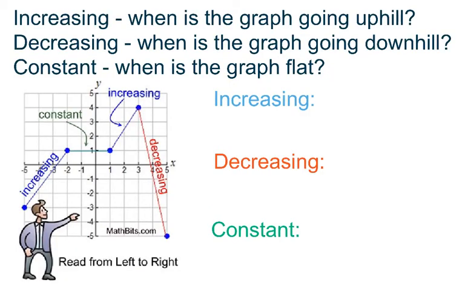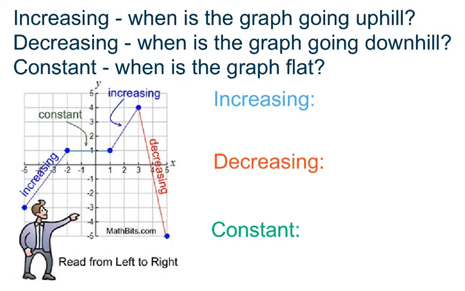Okay, so here's a little picture. I'll try to color code it. Increasing, think about when is the graph going uphill. So remember, always read a graph from left to right. Think about if you were like a little car, here's your little dot and you're riding up a road, you're increasing, then you're flat, then you're increasing again, then you're going back down. So that's how you want to think about a graph, going from left to right. So increasing, when is the graph going uphill? Decreasing, when is the graph going downhill? And constant, when is the graph flat?